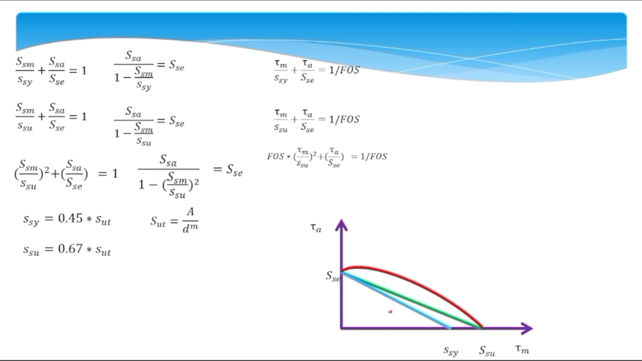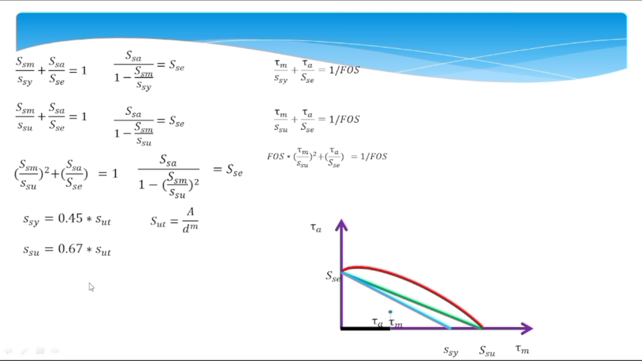But if you are inside over here, you are safe according to each criteria, and how much you are safe according to each criteria, we can predict when we find out this value, that is tau m, and this value tau a, and when you put these values in this equation, it will give you the factor of safety. But there is another way as well.